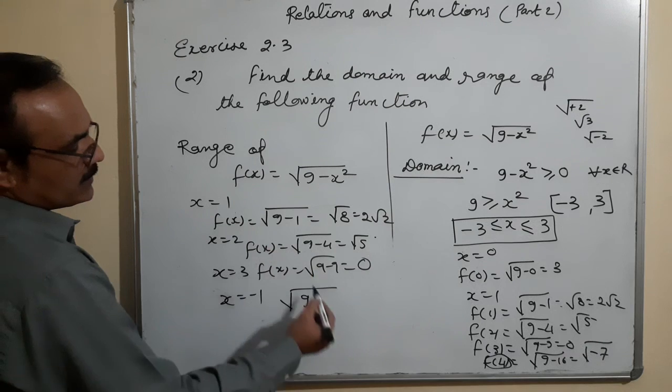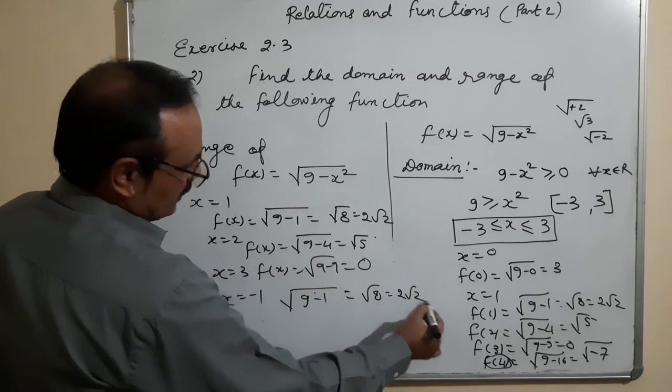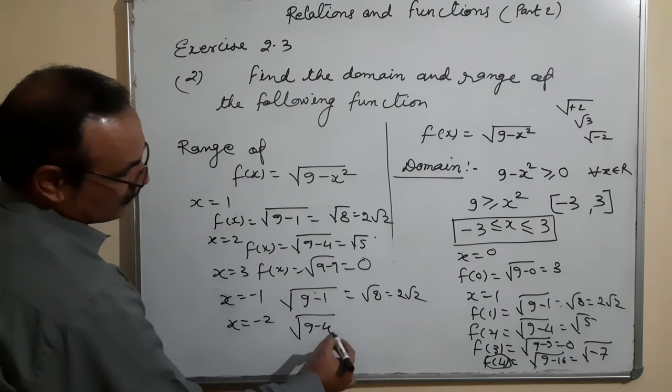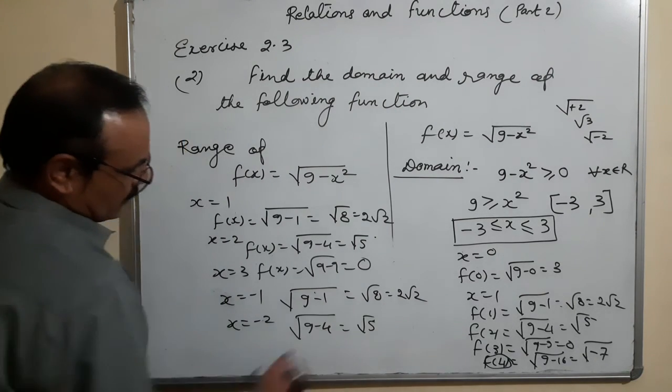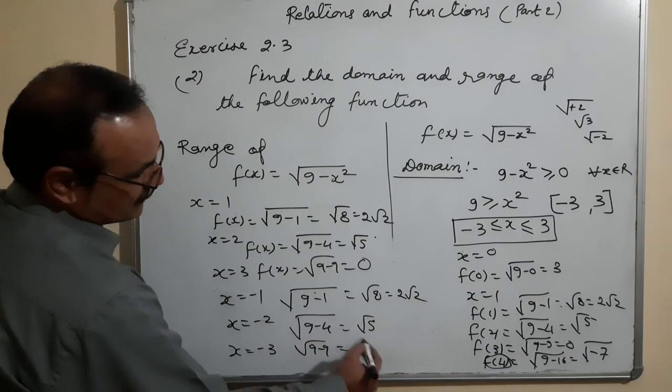9 minus 1 square, that is 1. Again 8, 2 root 2. Put x is equal to minus 2. 9 minus 4, it is 5. Okay, and x is equal to minus 3. 9 minus 9, that is 0.